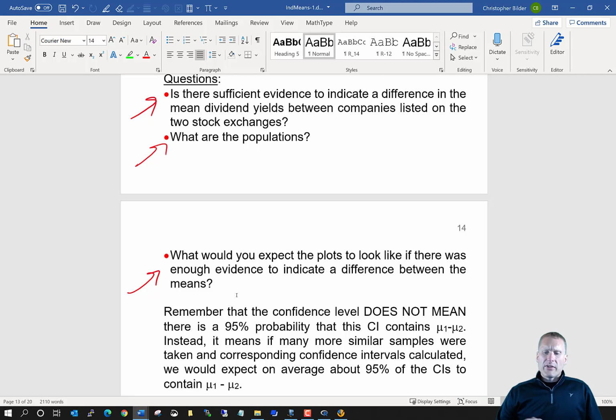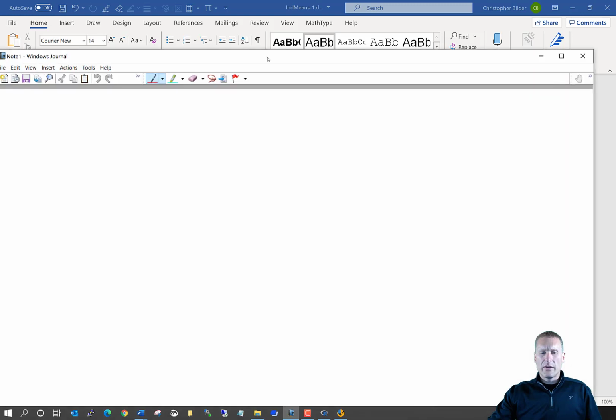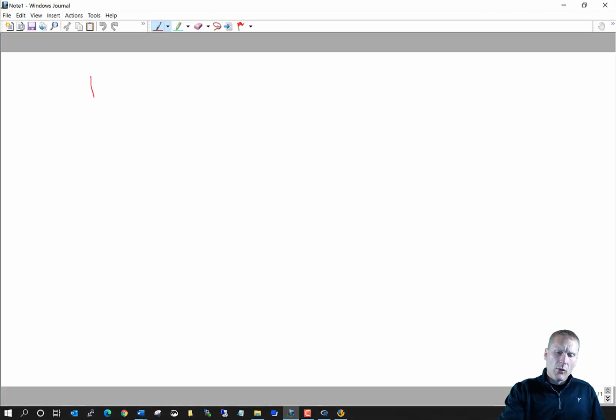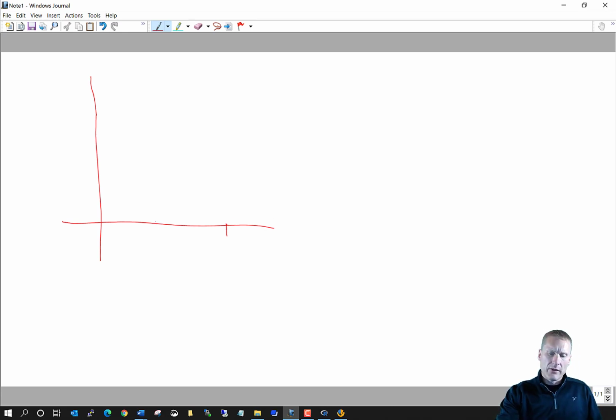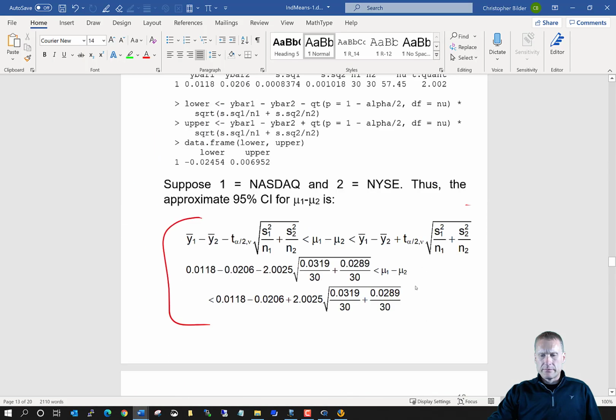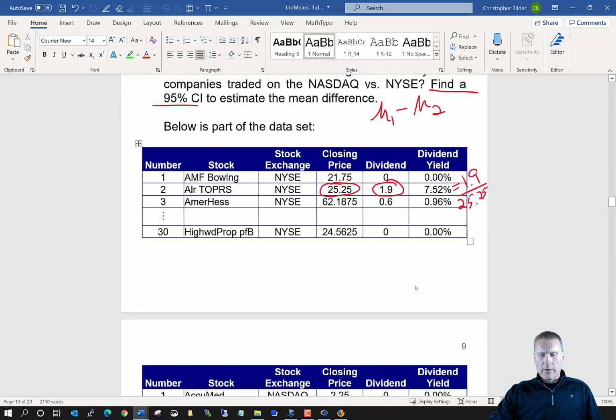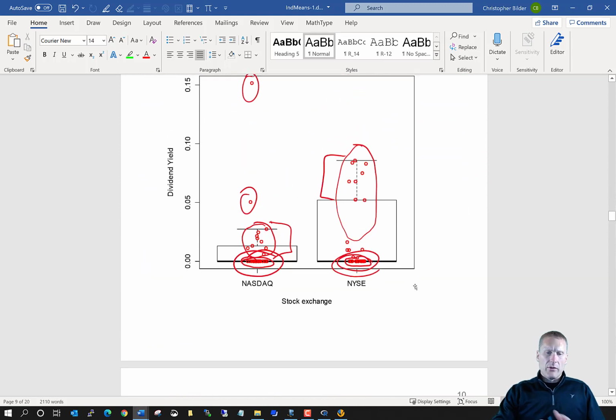Now, what would you expect the plots to look like if there was enough evidence to indicate a difference between the means? And so let's talk about that. I'm going to bring up a software package called Windows Journal. So we've seen what the dot plots look like already. I'm going to draw another set of dot plots here. Okay, let's actually go back to what those dot plots were originally. Here we go. Let me do some erasing.